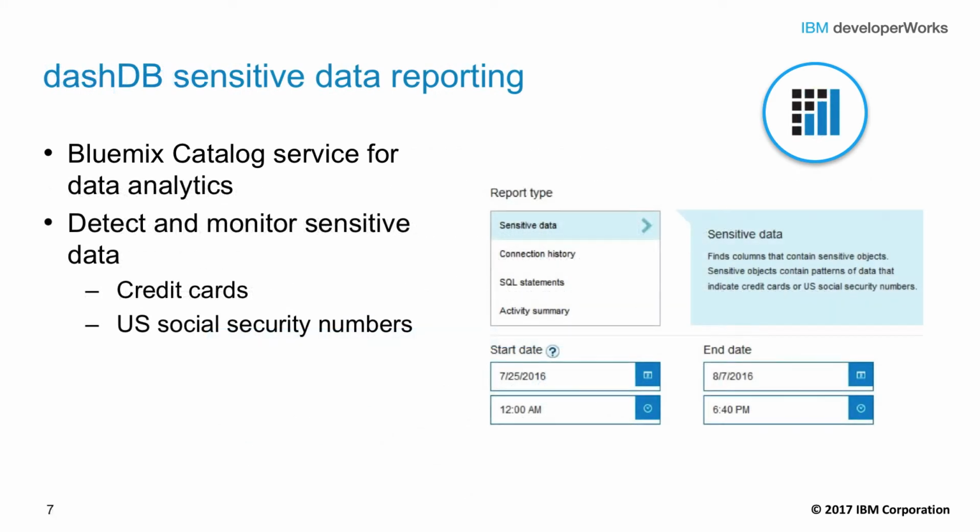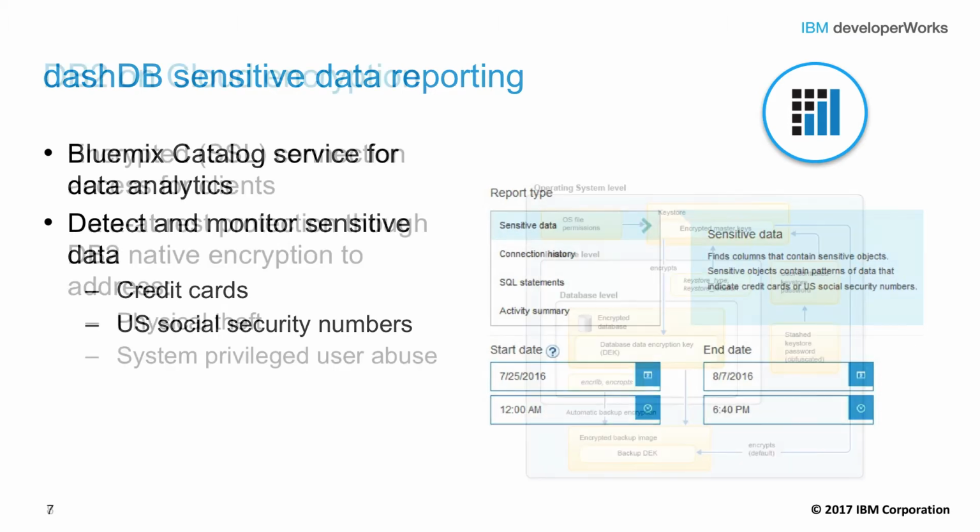The DB Web Console includes a sensitive data reporting feature that detects and monitors sensitive objects in the DB data warehouse, such as credit card numbers and U.S. Social Security numbers. To run and view reports, identify columns that contain sensitive data and provide information about connections and activities that access the sensitive data, select Monitor Sensitive Data in the Web Console.